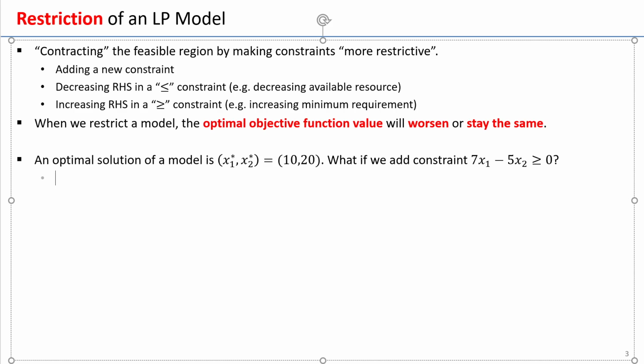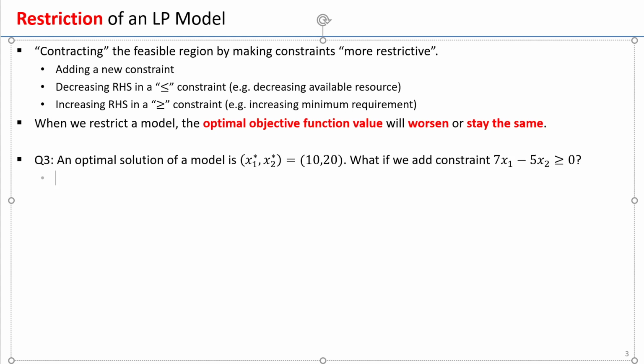Okay, one last question. What if the optimal solution is still (10, 20), and we add a constraint? This is question 3: add a constraint 7x1 minus 5x2 greater than or equal to 0. This is a new constraint. Adding a new constraint is a restriction. It may be that it cuts off some feasible solutions, and we actually don't know. We cannot find this easily because we would have to see the whole feasible region. With two variables, we could plot it, but we don't have all the information.